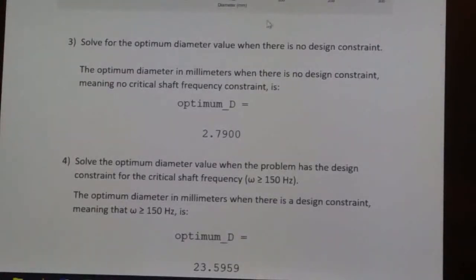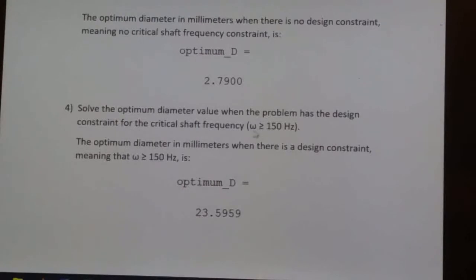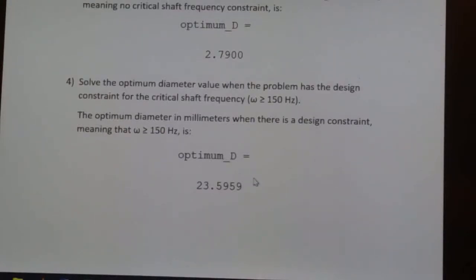So the next part is actually solving for the optimum diameters. Without the design constraint, I came up with a value of 2.79 millimeters for the optimum diameter, and that was calculated using MATLAB, and I've shown here a snip of the output from the MATLAB terminal. The second part here is the optimum diameter value with the constraint of at least 150 hertz as a critical shaft frequency, and that optimum D value was 23.5959 millimeters.